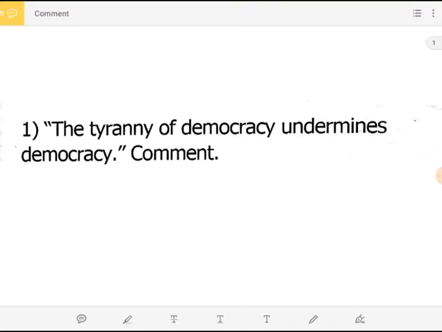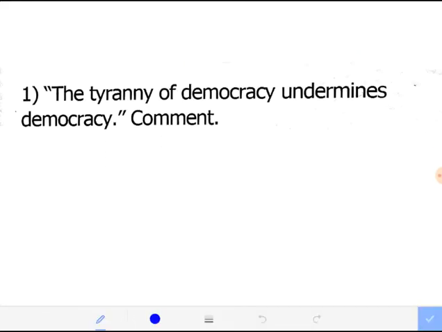Let's see the very first question, guys. First question is, given a statement, you just have to comment on that statement. And the statement is: tyranny of democracy undermines the democracy. Means the autocraticness prevailing in present democracy is undermining the values of what democracy is, right?